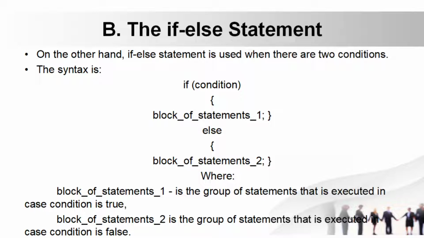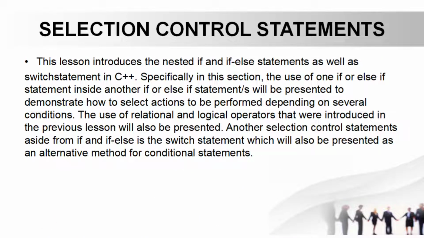B. The if-else statement. On the other hand, the if-else statement is used when there are two conditions, like the example shown below. Selection control statements. This lesson introduces the nested if and if-else statements as well as a switch statement in C++. Specifically, in this section, the use of one if or else if statement inside another if or else if statement will be presented to demonstrate how to select actions to be performed depending on several conditions.